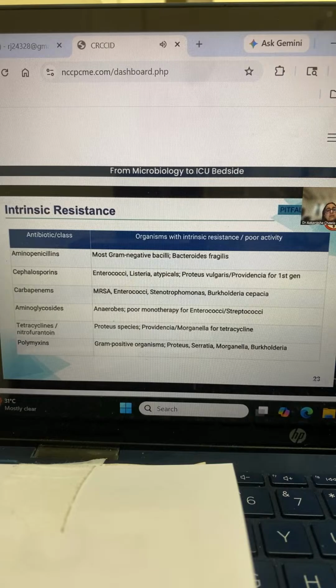For example, aminopenicillins for most gram-negative bacilli, even Bacteroides fragilis; cephalosporins, like in cases of Enterococci, Listeria, atypicals; Proteus vulgaris and Providencia for first generation; carbapenems for MRSA, Enterococci, Stenotrophomonas, and Burkholderia; aminoglycosides for anaerobes; tetracycline for Proteus species; polymyxins for all gram-positive organisms, and even for Proteus, Serratia, Morganella, and Burkholderia. So even if these organisms are sensitive, these antibiotics are not going to be effective because of the intrinsic resistance.